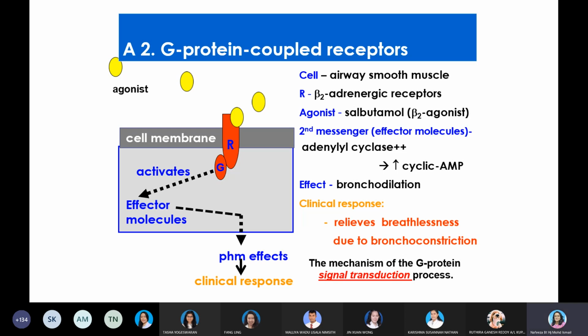Are there any questions so far? Professor, which part of this comes under cell signaling? Cell signaling is everything that happens after the receptor is activated, from G protein until cAMP. Thank you.